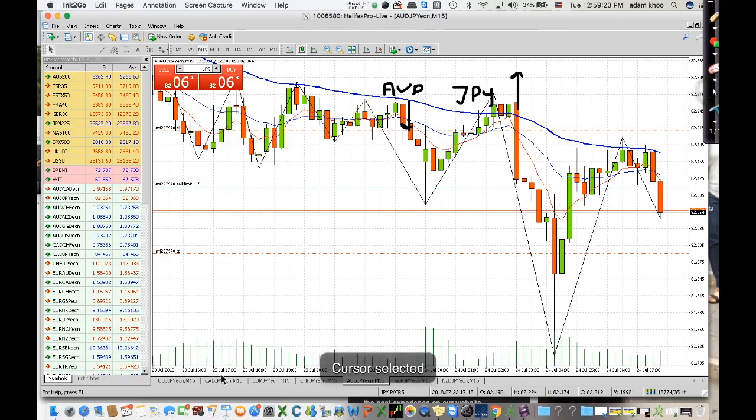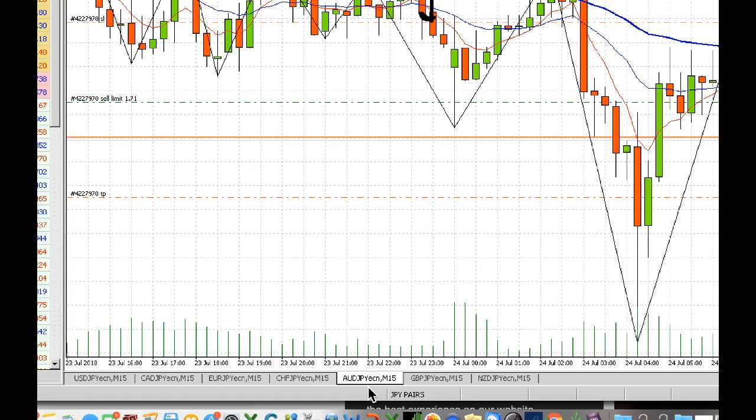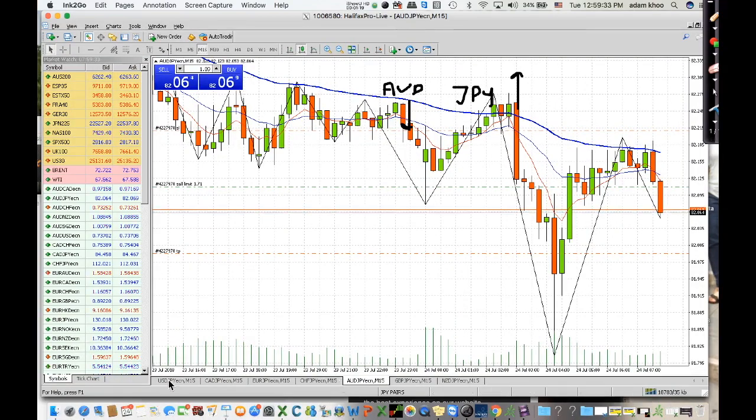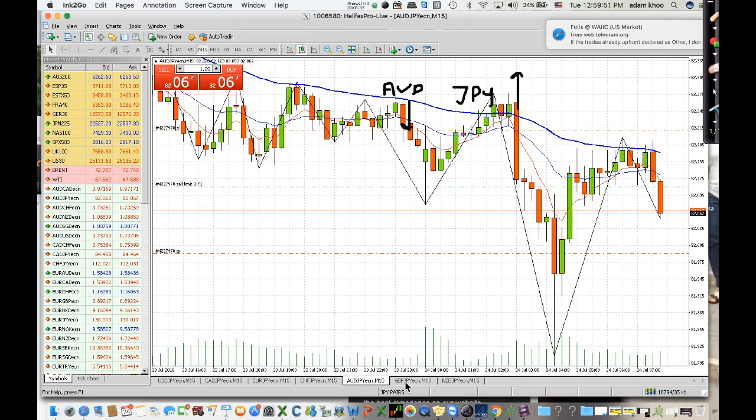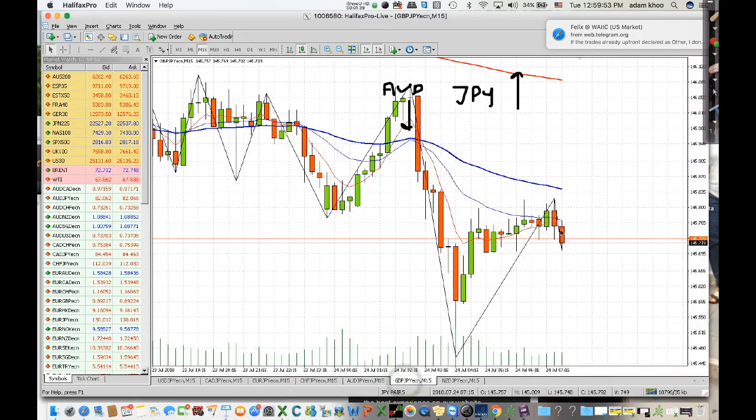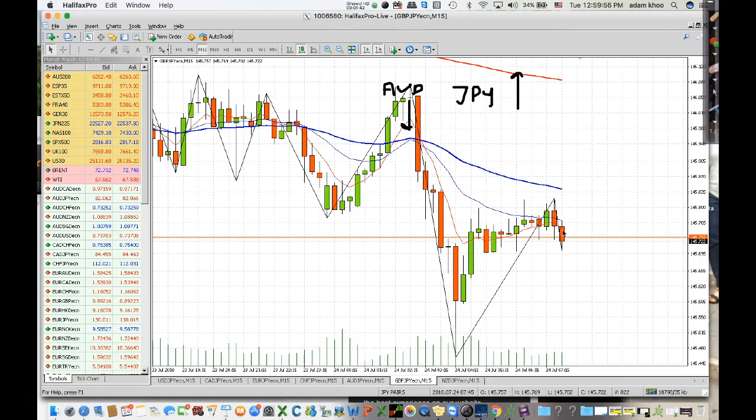So when I'm looking at the Aussie yen pair, I also like to look at all the other yen pairs. So dollar yen, CAD yen, euro yen, franc yen, pound yen, New Zealand yen, right? I'm short Aussie, which means I'm long yen. So I like to see the other yen pairs showing yen to be strong as well. If you look at pound yen, you can see it's also going down, which means yen is going up. That's why pound yen is going down.